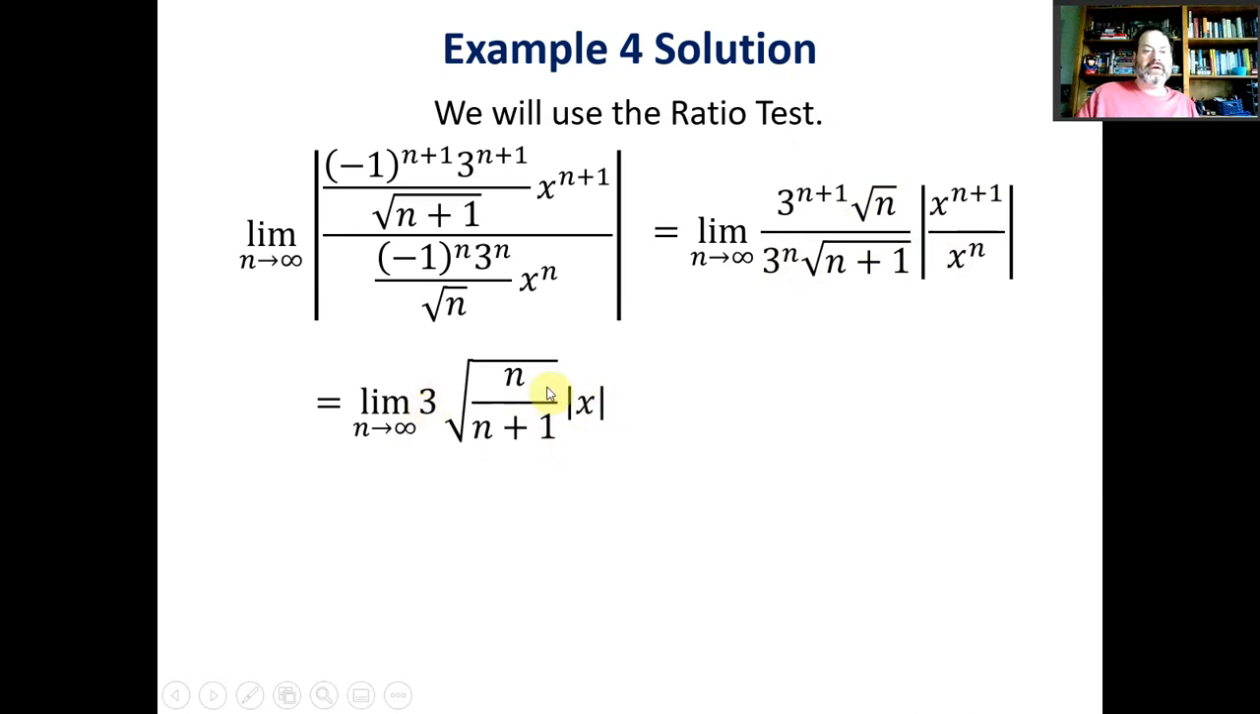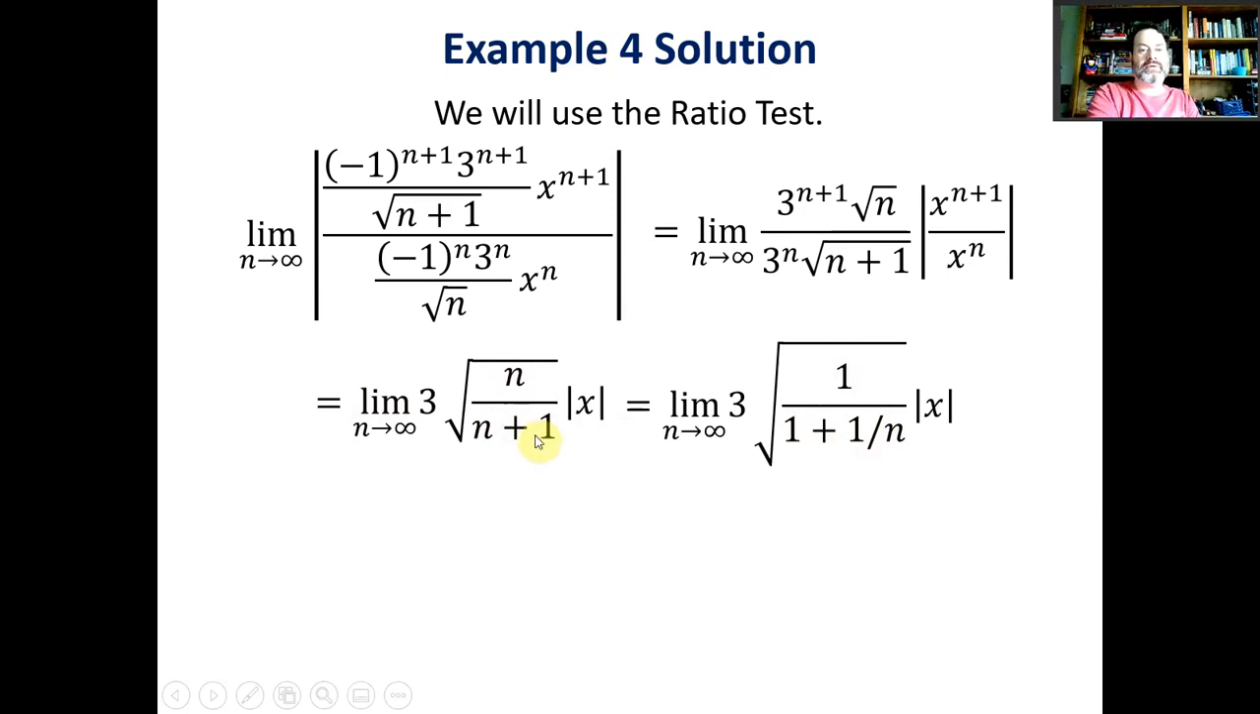That's right, so 3. I combine this into a single radical, and then I can keep simplifying this. Right, this is just 1 over 1 plus 1 over n. Just divide through by the highest power in the numerator. This thing has to be less than 1, right? So this limit here is 1. So 3 times 1 times absolute value of x. So 1 times absolute value of x has to be less than 1.